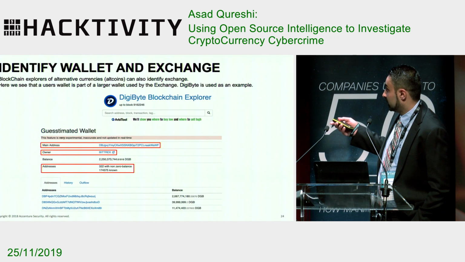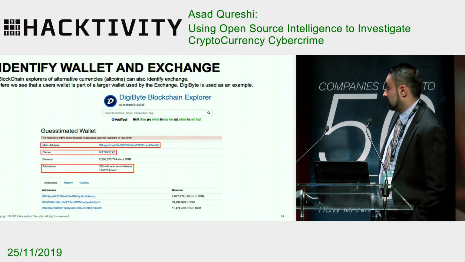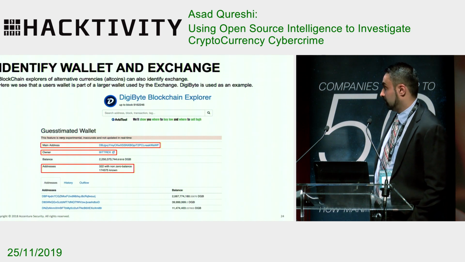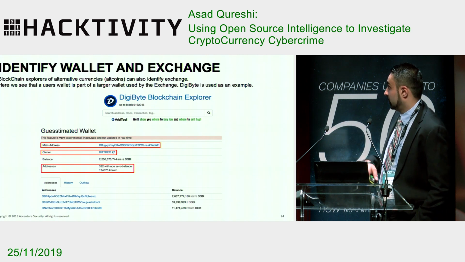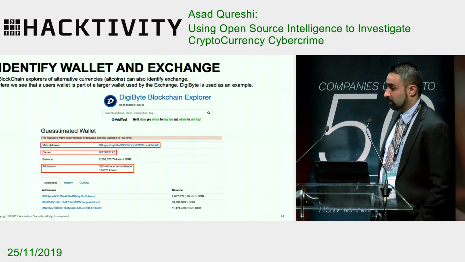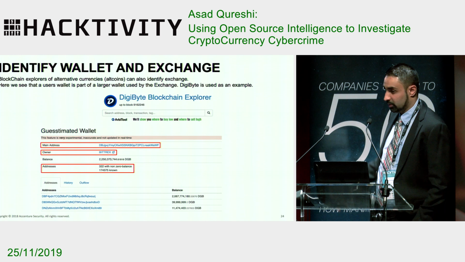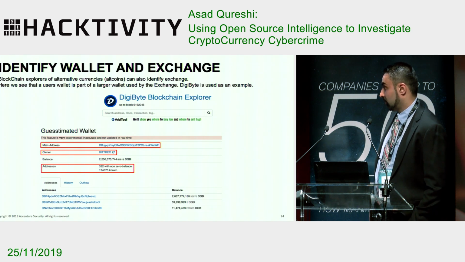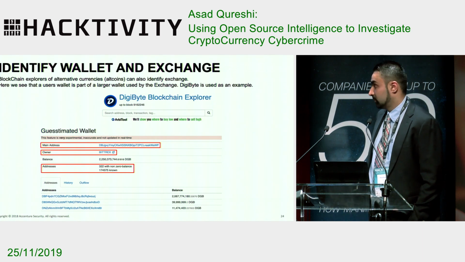Sometimes a larger wallet is used by an exchange. From there, if the attacker is sending altcoin or some coin to an exchange, we can go directly to the exchange and get the information about the user, because most exchanges will ask for identification documents.